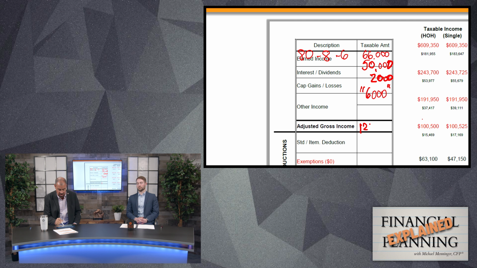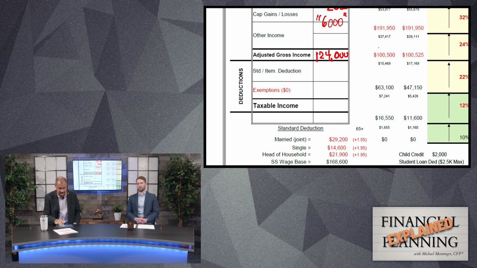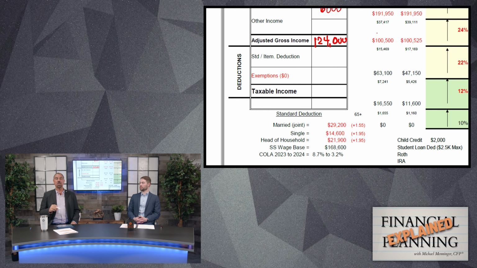So what we do is we add this up. So we've got 116, 118. This gives them an adjusted gross income of $124,000. Then we have the ability to take the standard deduction. In this case, I'm going to round it off and say $29,000.